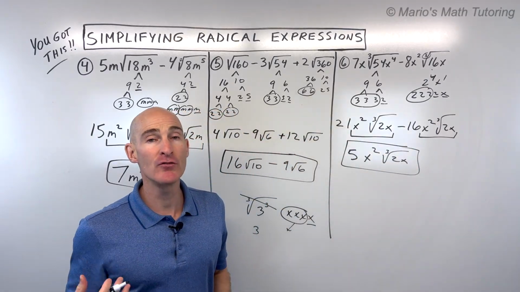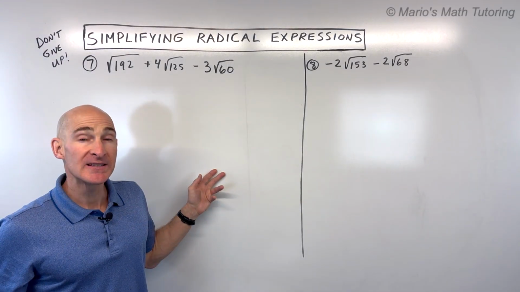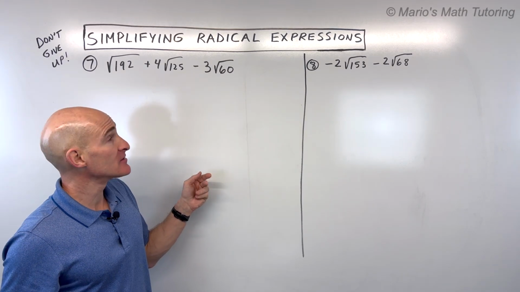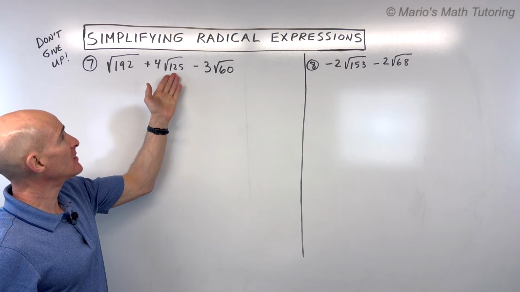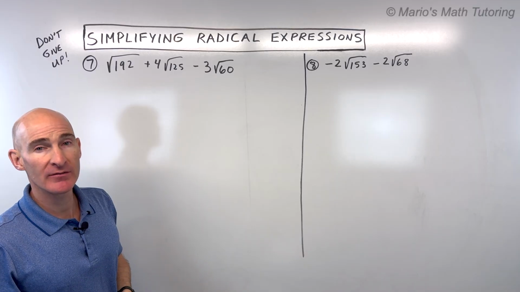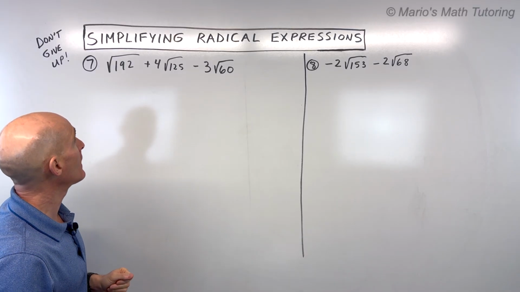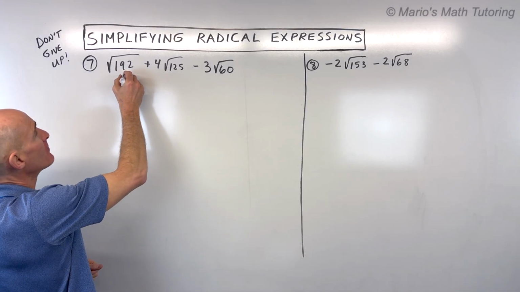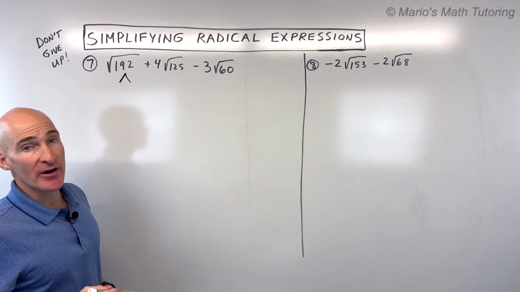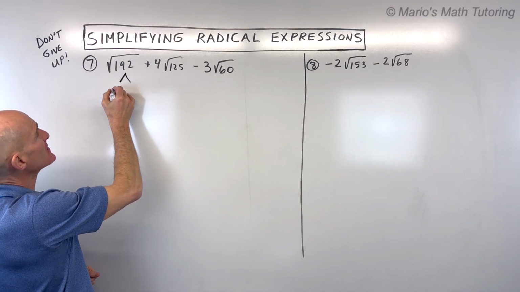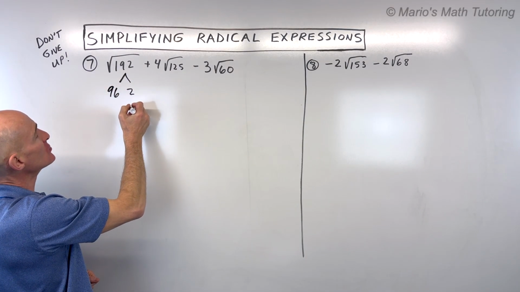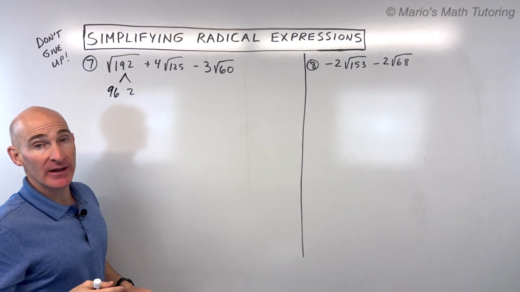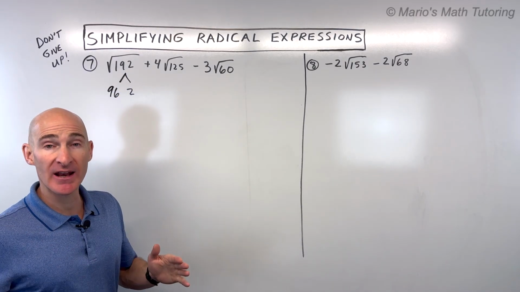So let's take a look at a few more examples. Okay, see if you can do number 7 and number 8. So for number 7, we've got 3 radicals here that we're trying to simplify and combine if possible. And again, we want to think about pulling out perfect squares, right? So 192, we know that's 96 times 2. Whenever it ends in an even number like 0, 2, 4, 6, or 8, you can cut it in half.